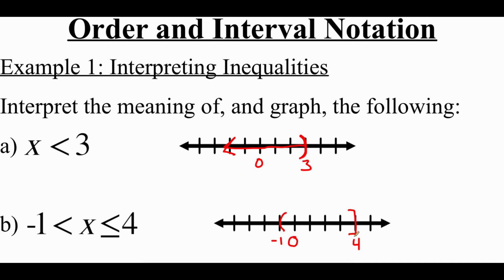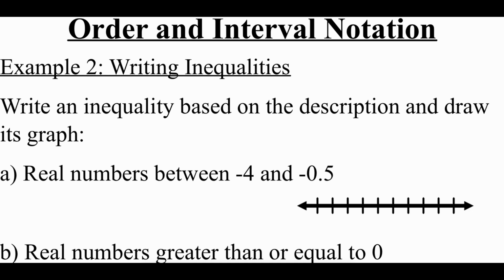And then we want all of the numbers that are between negative 1 and 4. So I'm going to draw my line going between those two grouping symbols, my parenthesis and my square bracket. Now we might also be given a verbal description and want to write out what the inequality would be and then graph it. So that's what we've got going on here in this example.